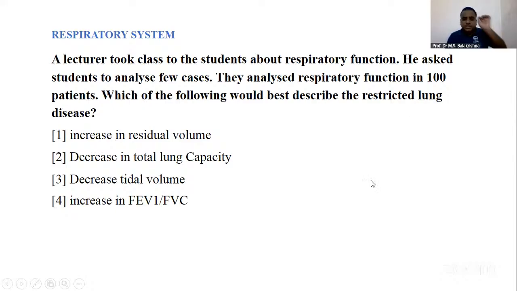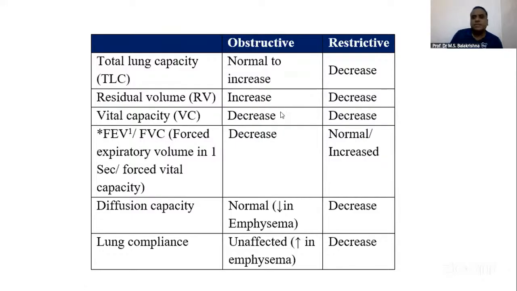So for the restrictive, what we need to check is a decrease in total lung capacity. Total lung capacity, that is T plus I plus E plus R, the four volumes, is equivalent to 6,000 ml. Decrease in total lung capacity is restrictive. Total lung capacity in obstructive is normal, but in restrictive it is decreased. Residual volume in obstructive is increased, whereas in restrictive it is decreased.